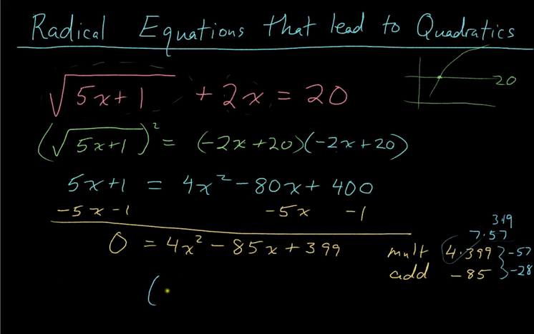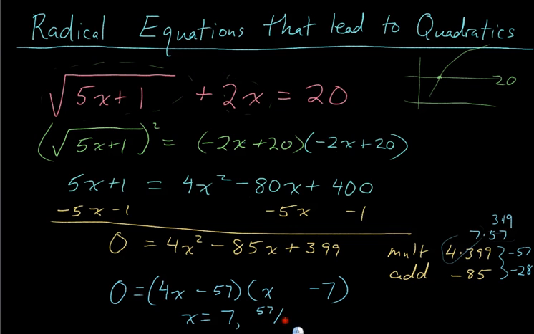So the only way I can make a negative 28 is to go 4x times negative 7, and then I can make the negative 57 by x times negative 57. So I get x either equals 7 or 57 over 4. And I don't think you want to see me go through the process of plugging in 57 over 4, but it's not going to work. But if you plug in 7, sure enough, you get the square root of 36 is 6, plus 14 is 20. So the only solution is x equals 7.